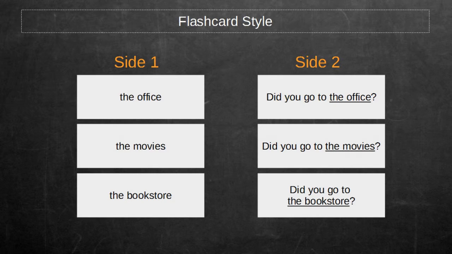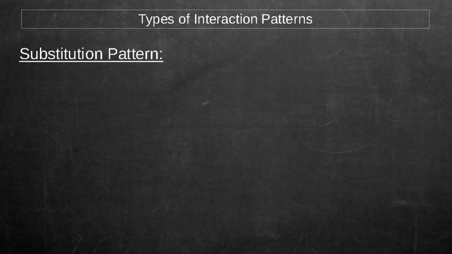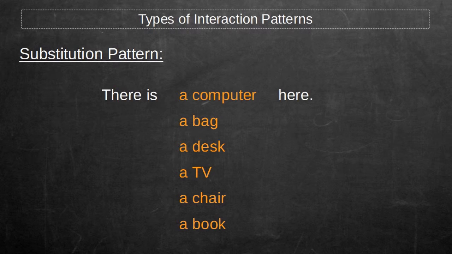Now there are several different types of interaction patterns you can implement. The ones that I just used are called substitution patterns. This is when you take a word in a phrase and substitute it for another, or a group of words and substitute it for another group of words.